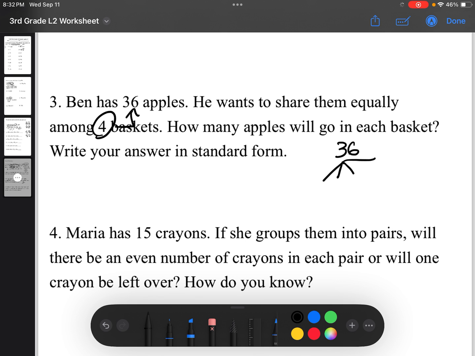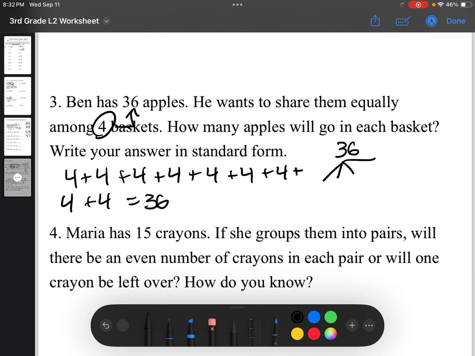So we could always go 4 plus 4 is 8, and then plus 4 is 12, and then plus 4 is 16, plus 4 is 20, plus 4 is 24, plus 4 is 28, plus 4 is 32, and then plus 4 is 36. So this equals 36. So we already got all these 4s. So now we just got to count how many we have. So 1, 2, 3, 4, 5, 6, 7, 8, 9.